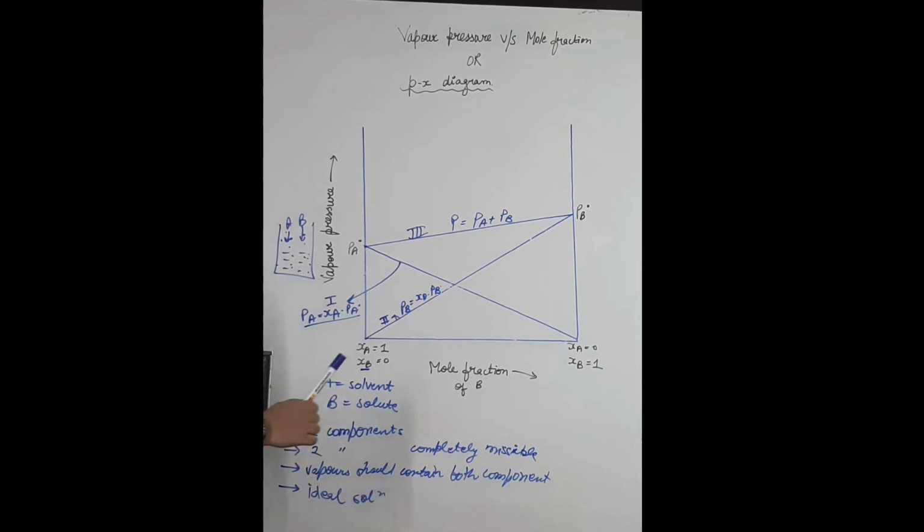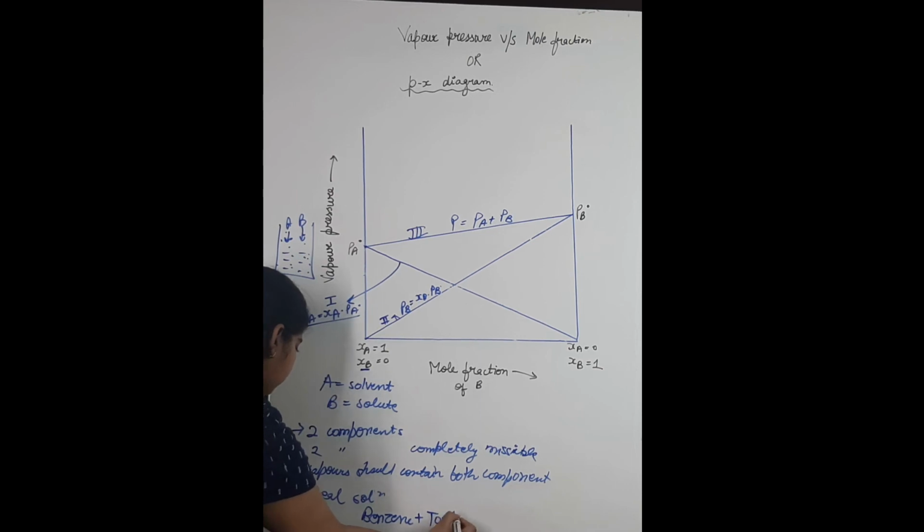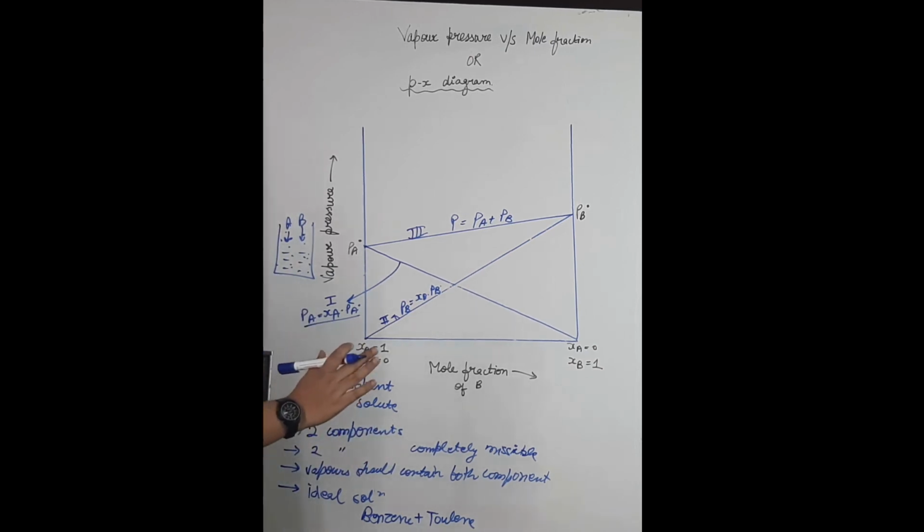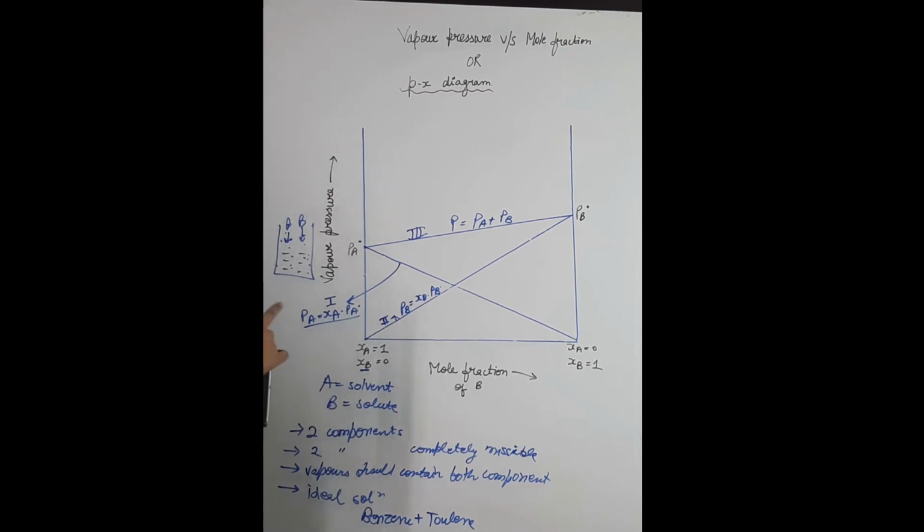You can give examples of ideal solutions such as benzene plus toluene. Also chlorobenzene plus bromobenzene, heptane and hexane. So guys, this is all about Raoult's law for volatile solutes, and in our next video we will do Raoult's law for non-volatile solutes.